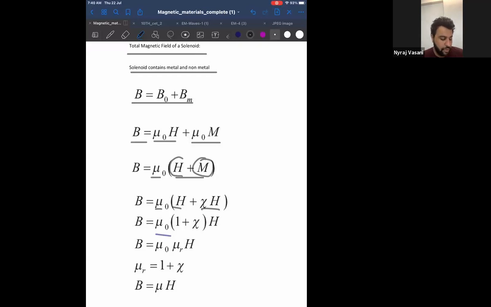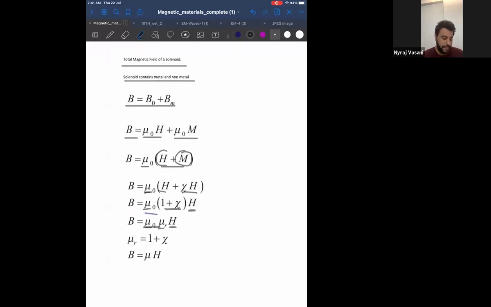Now, mu naught is anyway common. From here again, H is common. Inside the bracket, 1 plus Xi. Now, mu naught as it is, H as it is, 1 plus Xi. Aryan, 1 plus Xi is mu r. And mu naught into mu r is mu. Therefore, can I say the total magnetic field is mu into H? This is the thing from the textbook. Now, shall we do it on our own?